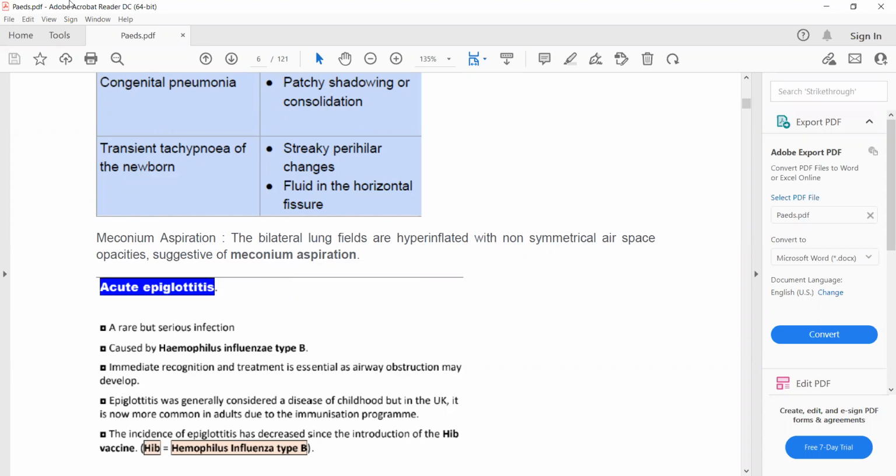So you said about the X-ray findings of one of these, like there's a fluid in the fissure. What does that mean?